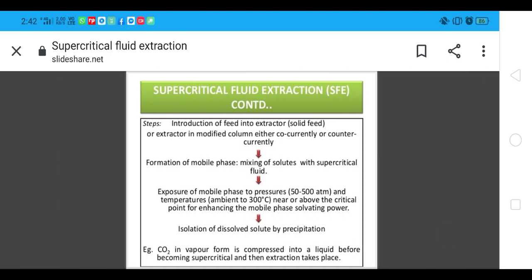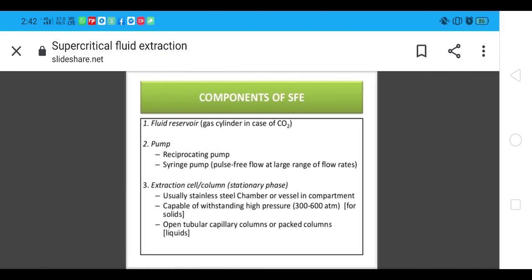CO2, in vapor form, is compressed into liquid before becoming supercritical, and then extraction takes place. Now the first component is the fluid reservoir. The CO2 is used as the fluid. Then the second component is the pump. A reciprocating pump is used, and here it is used for transportation of the fluid.